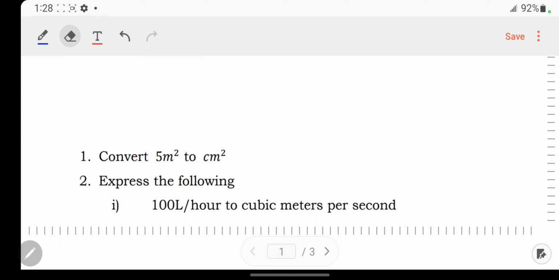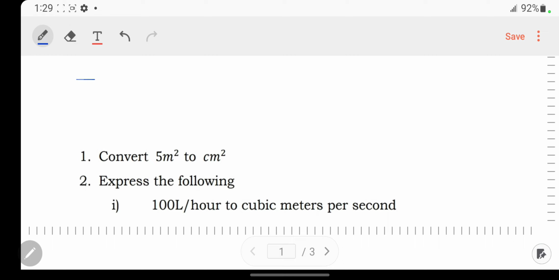So today we are looking at converting units using what we call the chain link conversions. This is a very reliable method because it's very fast and very easy to understand. Just a recap on how we used to convert.